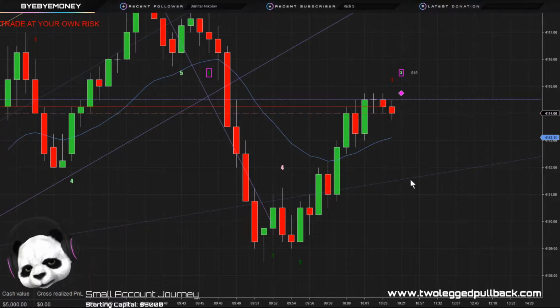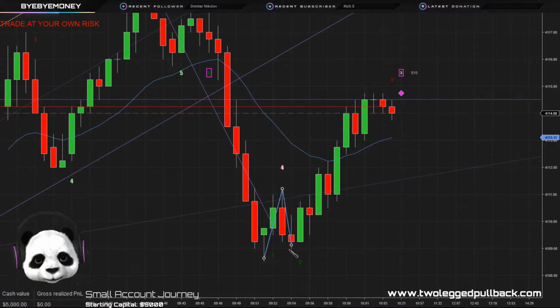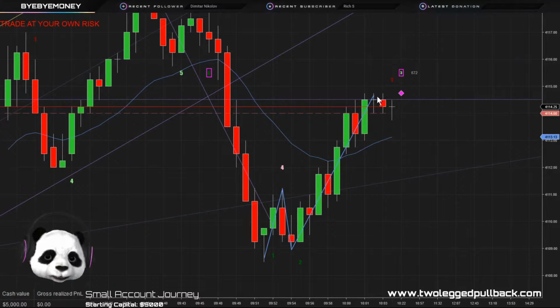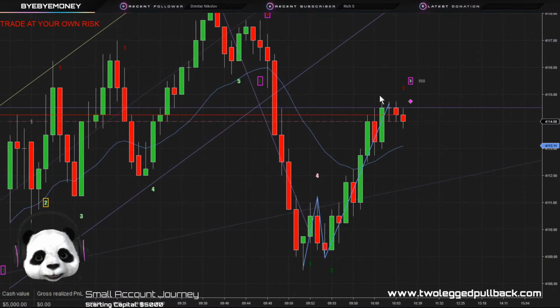Finally got a break. So this is a two-legged pullback. Looks like this. And we are at the break-even point. But dojis, I don't want to trade these dojis. Dojis in and of themselves are trading ranges, and so trading ranges is always a 50-50 chance.